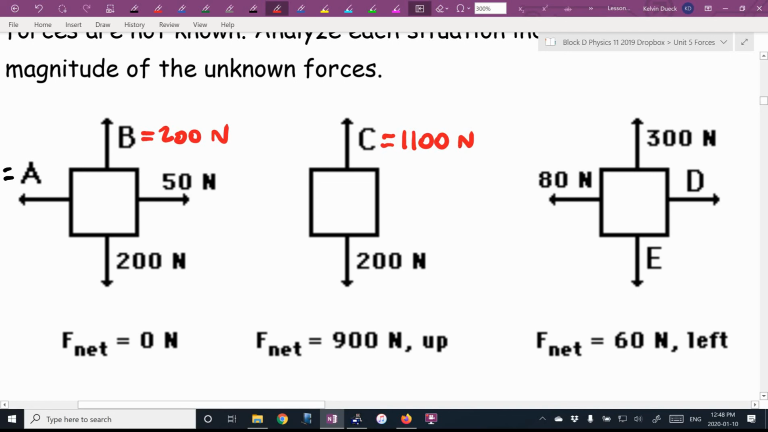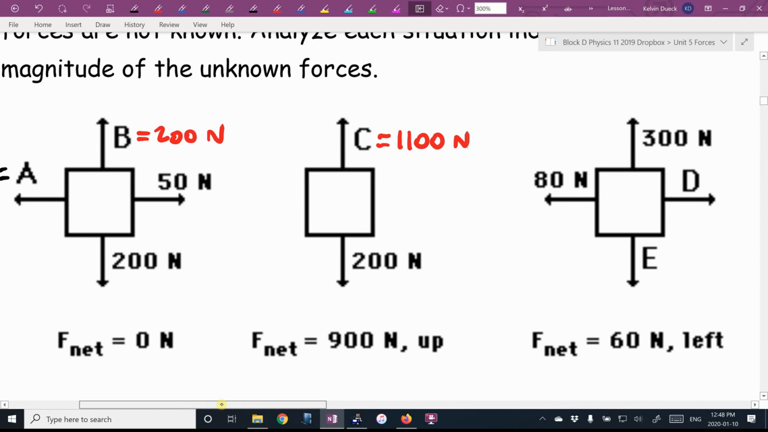How did you get that? Really what you're doing is you're going 1100 minus 200 equals 900. You're doing some vector mathematics, and we'll get into it way more in Physics 12, but in Physics 11 I want to kind of do it intuitively. Cool.